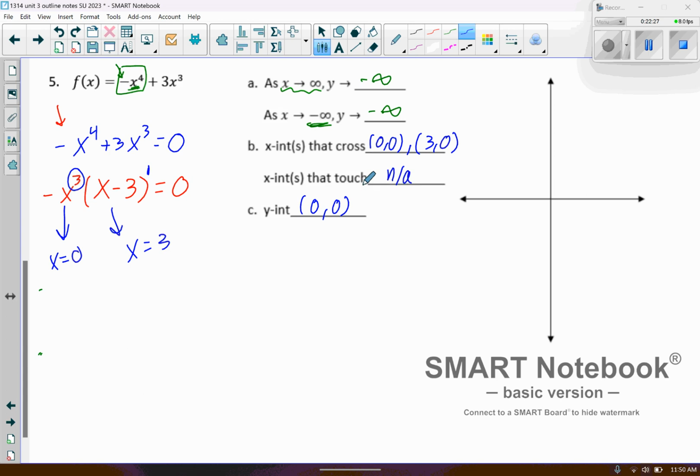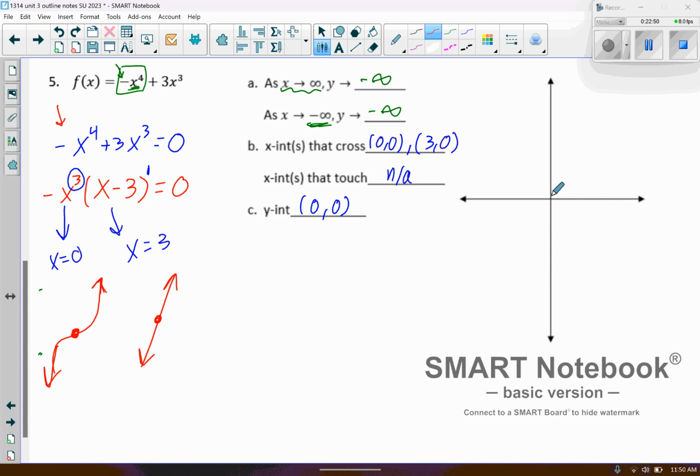Now when I graph this, I have to be a little careful, because my multiplicity of 3 is going to cut through, but it's going to have a little twist as it hits it, as opposed to when I cross at 3, where it's going to be more of a straight line. It's going to mimic a straight line. But for my multiplicity of 3, I have to be a little bit more careful.